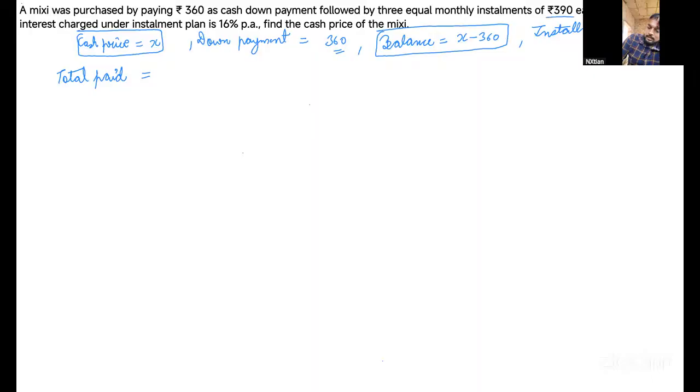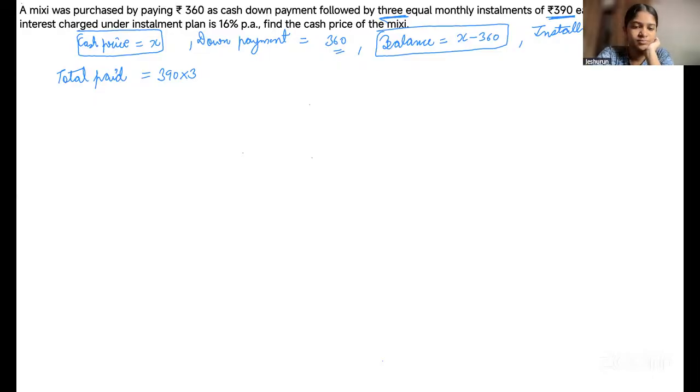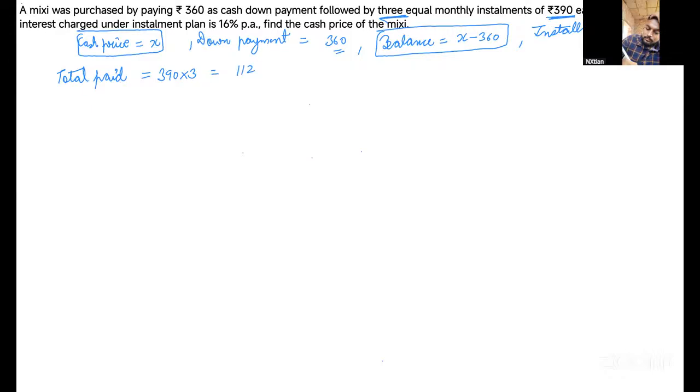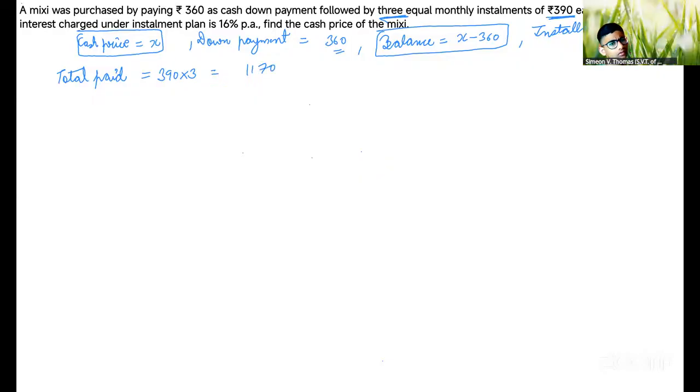See, he is paying 390 rupees for 3 months. So it means 390 into 3. Understood? Simeon, are you with me? 1,170. Yes. Is it correct? Yes. Now next, what is the rate?